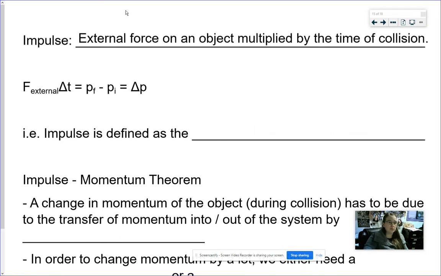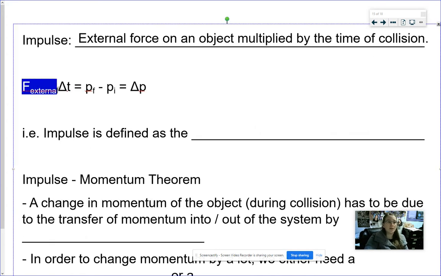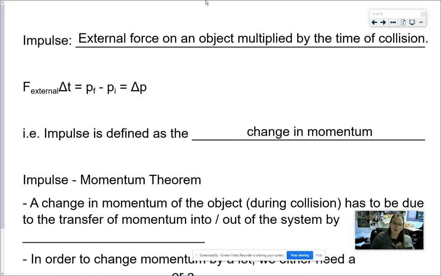So impulse is the external force on an object multiplied by the time of the collision. The time of the contact in particular is what this is referring to. We're going to call this later time of contact. So this is the formula for impulse: some external force acting on an object. So this is specifically, again, two objects colliding, but we're talking about one object. The external force is the other object. That's what it's saying. Times the change in time, so how long they were actually in contact, is going to equal a change in momentum. So impulse is actually defined as a change in momentum.